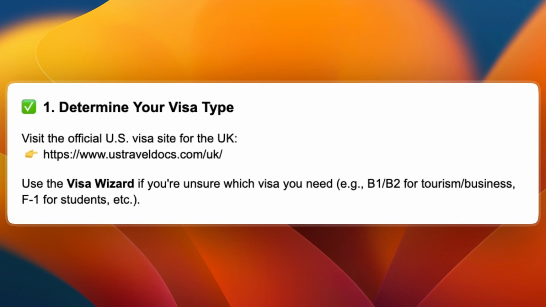In this video, I'll show you how to book an appointment for a US visa from the UK. So there's a few different steps. First, you need to determine your visa type. So visit the official US visa site for the UK, so you can see that right there, and use the visa wizard if you're unsure which visa you need.